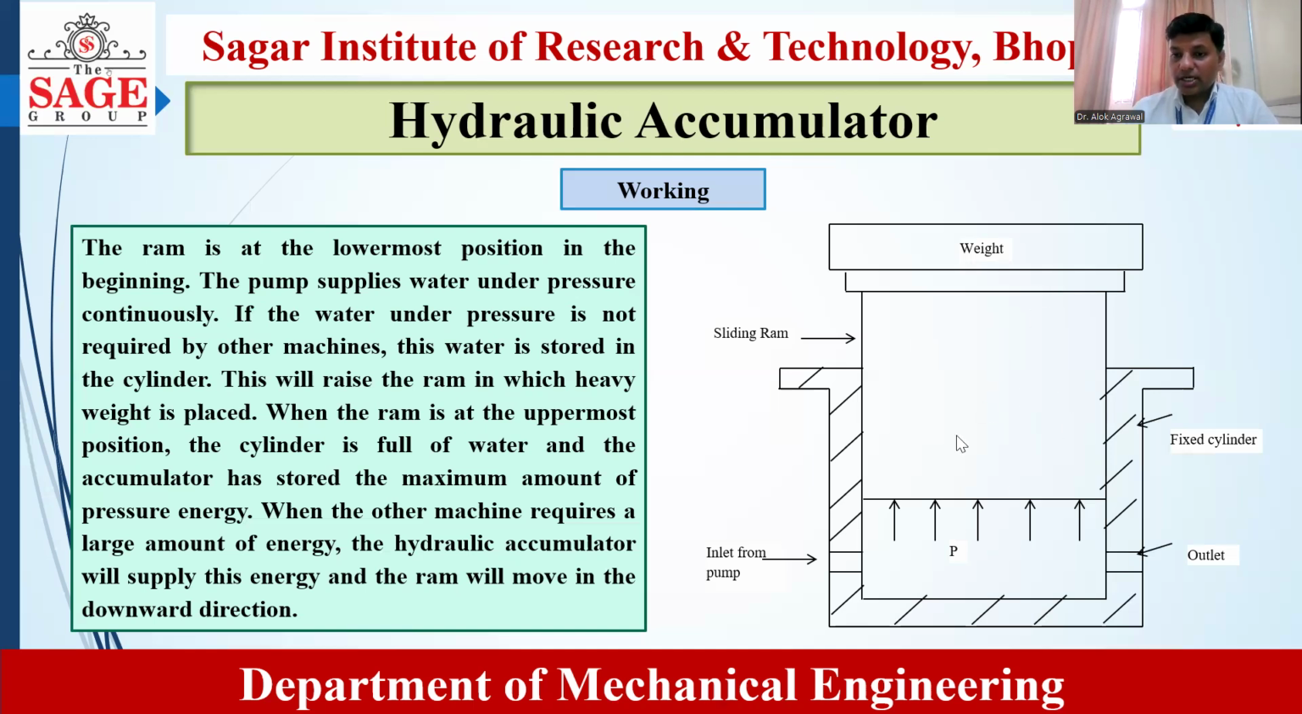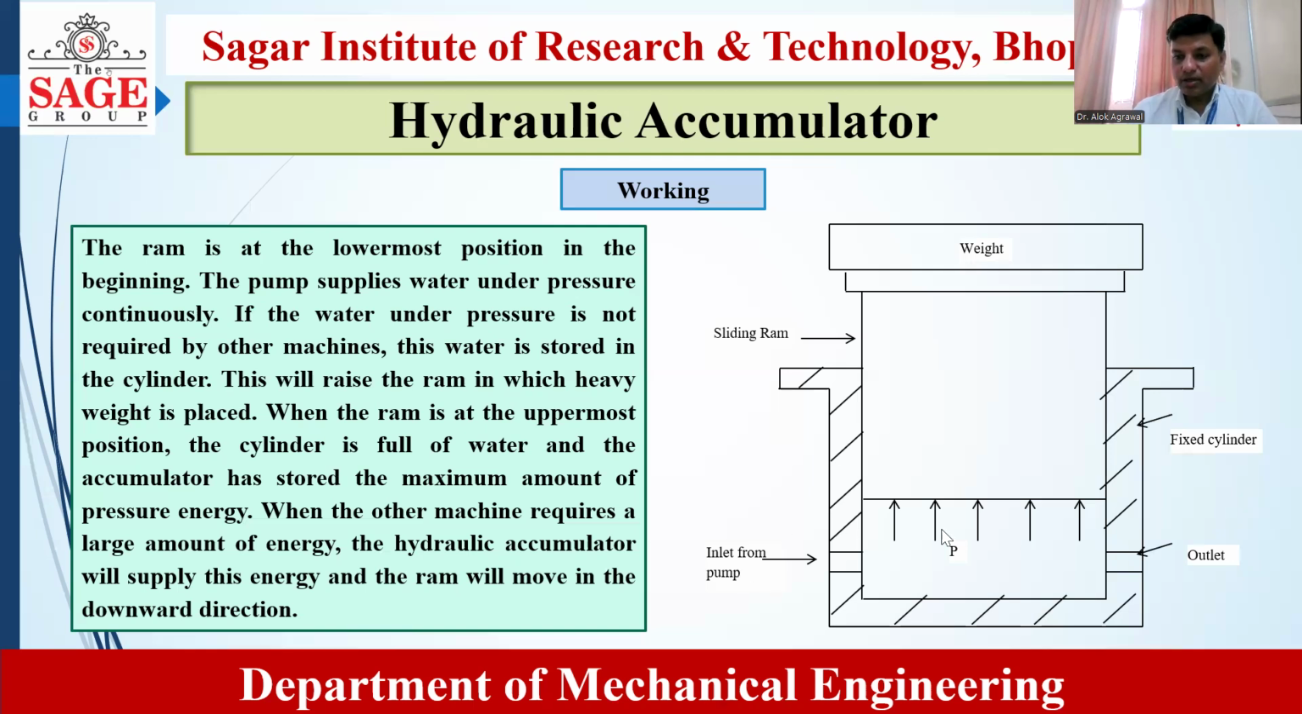So, in this case, the water has the maximum amount of pressure energy because the weight is at the uppermost position. Now, whenever a device requires high pressure energy, it is provided by this accumulator. How? By opening this outlet and supplying water at high pressure to the device, so that a device like a hydraulic crane or hydraulic lift will work accordingly. So this is how the hydraulic accumulator works.